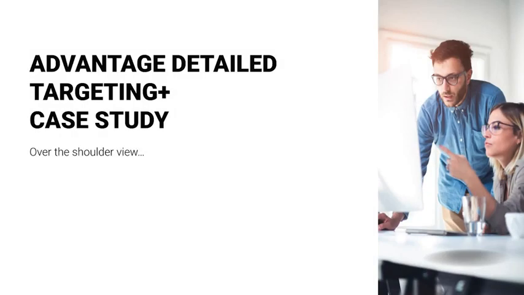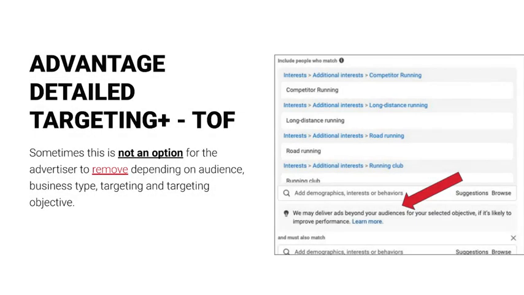Now, the Advantage Detailed Targeting Plus case study is really an over-the-shoulder view just to show you different options. Here's the disclaimer: depending on what niche you're in, what you're advertising, and where you're located around the world, your screens may show up differently. So I've logged into a bunch of different client accounts just to show you some over-the-shoulder views of what you may be seeing on your side. Sometimes there is not an option for the advertiser to remove it, depending on audience, business type, targeting, and targeting objective. I know that's really vague, but that's all that Facebook really says. You just have to go into your ad account and see what you see there.